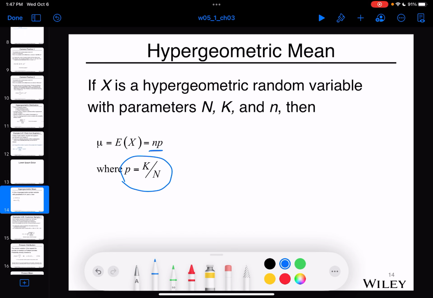And this is very intuitive. The reason for this is that I have an urn that has, for example, 100 parts from supplier A and 200 parts from supplier B, right?